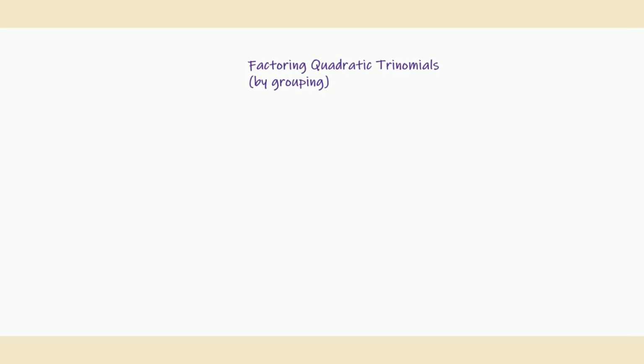In this video, I'm going to do a follow-up on my other video, factoring quadratic trinomials. Now, we did the slide and divide method before. This method is going to be by grouping. So we'll start with one of the examples I had done before, k squared minus 13k plus 40.